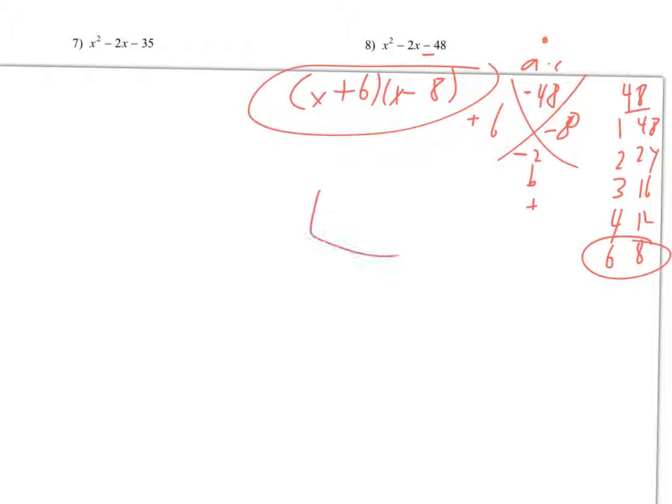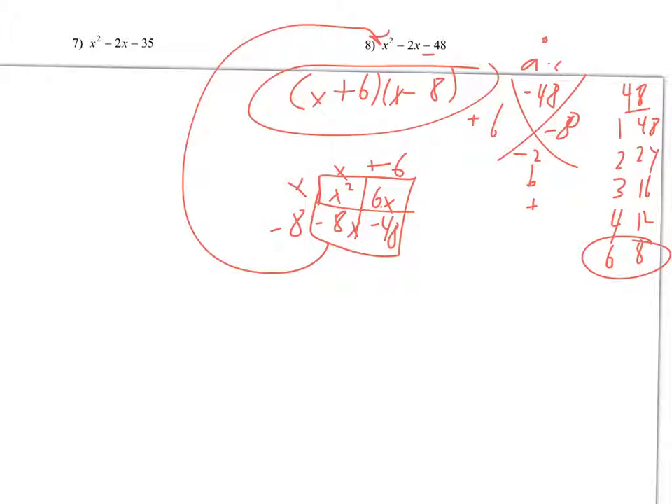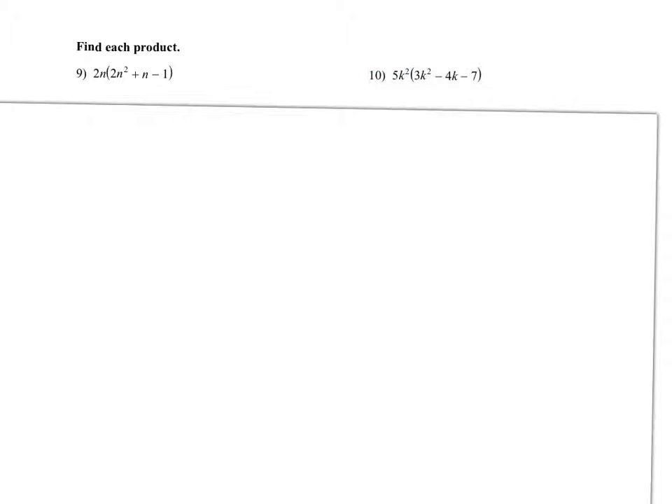You can always double check this by multiplying it back in. So if I did x plus 6 and x minus 8 and did my box here, I would get x squared, 6x, negative 8x, and negative 48. So you can see that that would make that original question, and so that's just me checking my work.